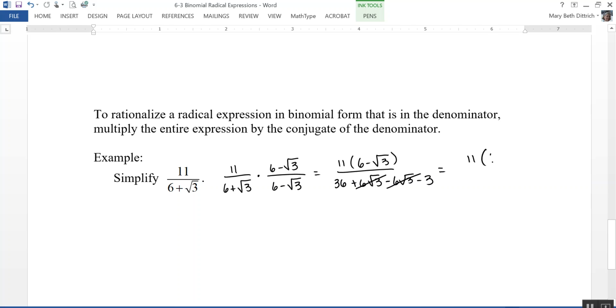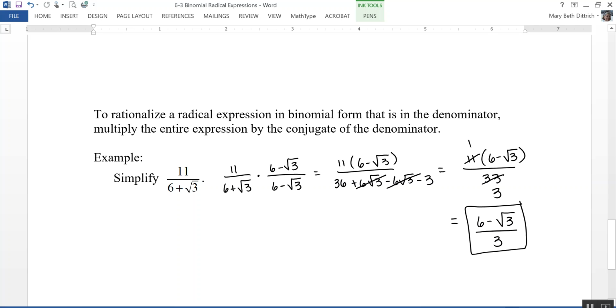So I have 11 times 6 minus the square root of 3 over 36 minus 3 is 33. I can simplify a little further here. This 11 becomes a 1, and this becomes a 3. So my final answer is 6 minus the square root of 3 over 3.